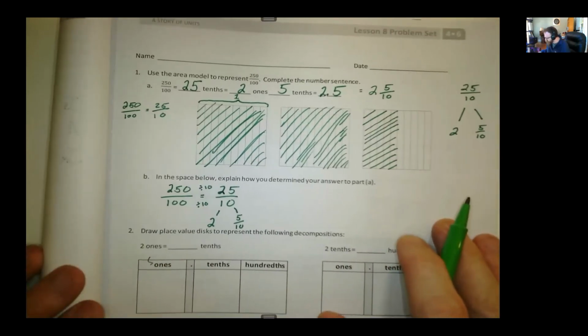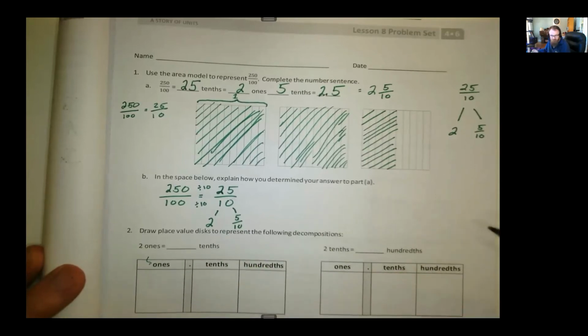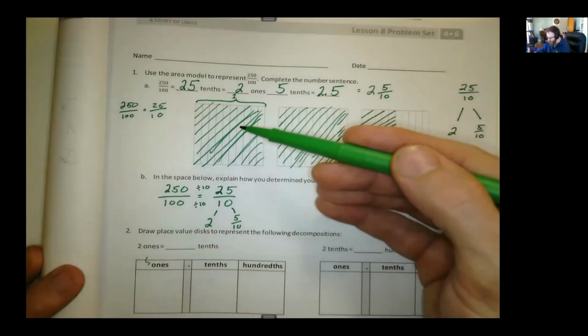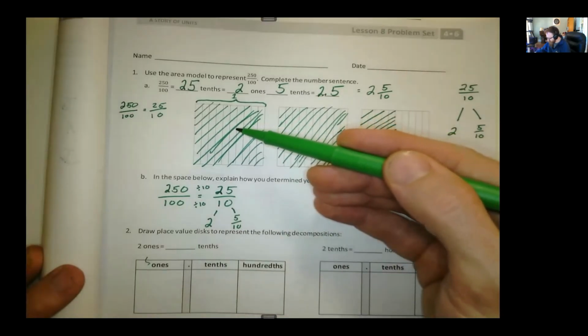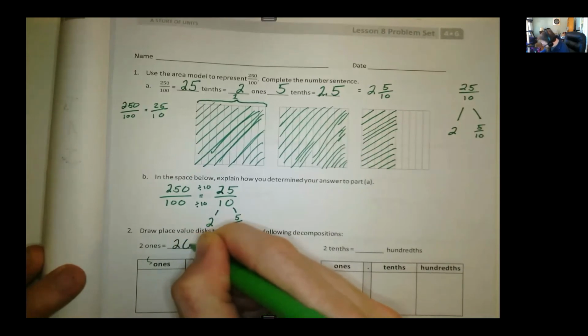Number 2, draw place value discs to represent the following decompositions. We want to separate ones into tenths, 2 ones into tenths. Remember, 1 one is 10 tenths. 1 whole is 10 tenths. So 2 wholes is 20 tenths.